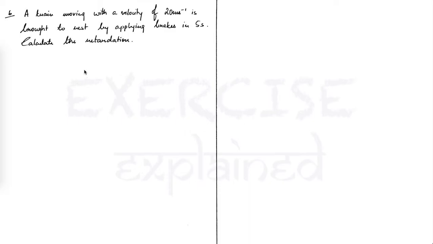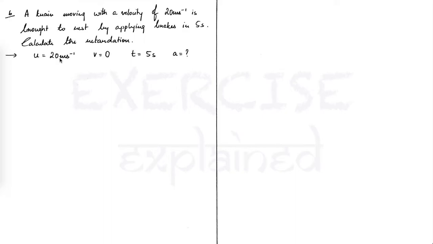So starting with the sixth question, exercise 2C, ICSE 9th. A train moving with a velocity of 20 meter per second is brought to rest by applying brakes in 5 seconds. So it was moving with a velocity of 20 meter per second. That means initial velocity 20 meter per second. Final velocity will be 0 because it is brought to rest. So it stops, and that is the reason final velocity will be equal to 0.